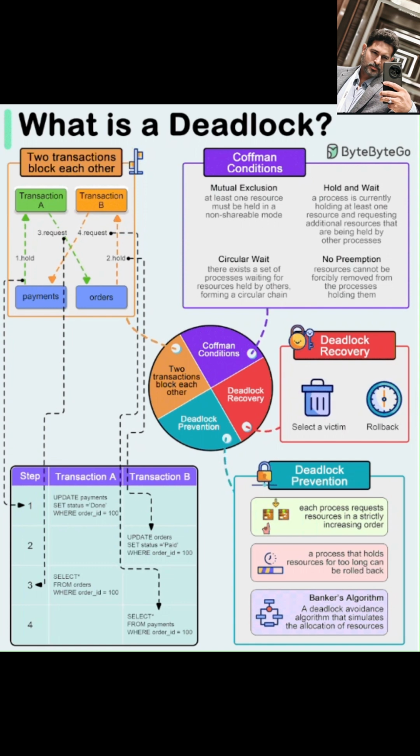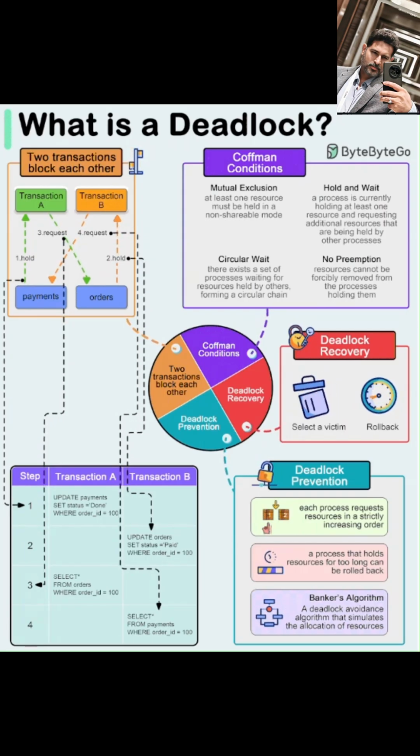Step 3. Now, transaction A needs to get more information about the order: SELECT * FROM orders WHERE order_ID = 100. But wait. Transaction B has a lock on that order information, and it's not releasing it yet. So, transaction A is now waiting.